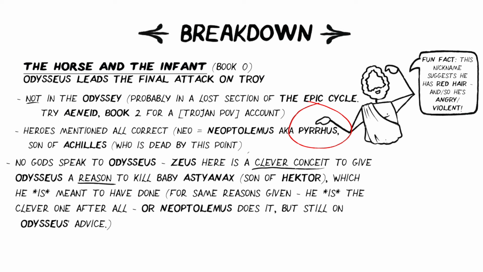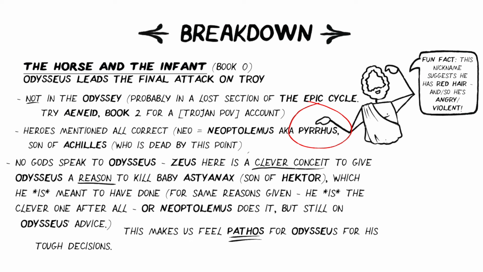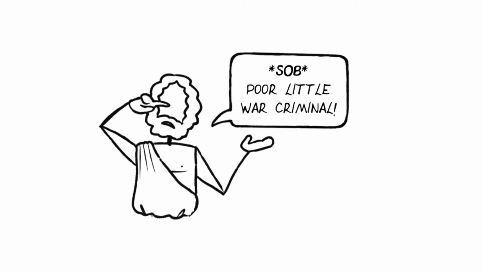Now, putting it in like this makes us feel pathos for his tough decisions. Oh no, we like him, but he's got to kill a baby. Oh well, it's not his fault, Zeus told him to. Okay. Moving on to Just a Man. This is where that exact sentiment gets drawn out.